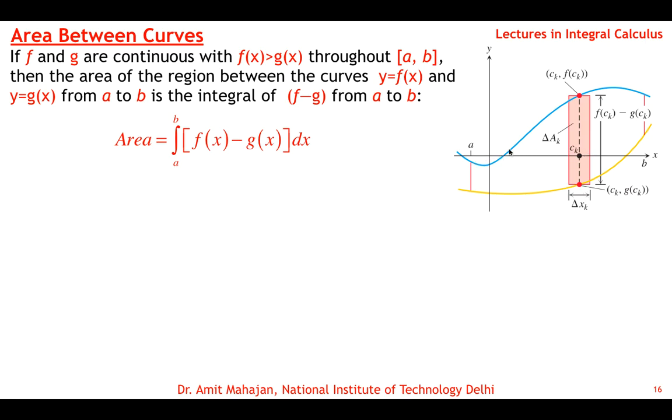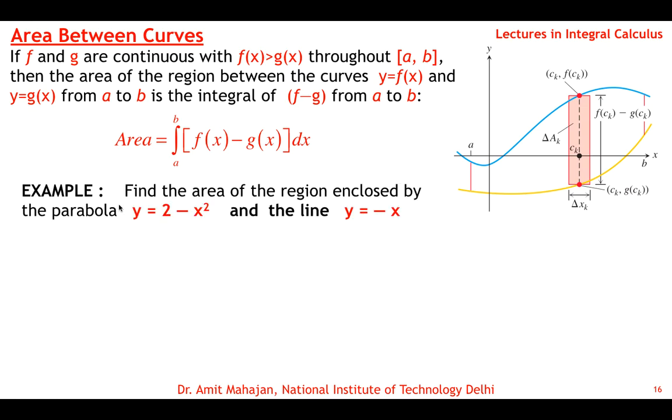If we similarly calculate this for all subintervals and add them to write the Riemann sum, and then take the limit as n tends to infinity, or as the norm of P tends to 0, then you see that because it is the summation of f(ck) minus g(ck) times delta x k, when the norm goes to 0 it will be the integral, which is nothing but f minus g dx. So the similar concept of Riemann sum that we did can be applied here to prove this result for the area.